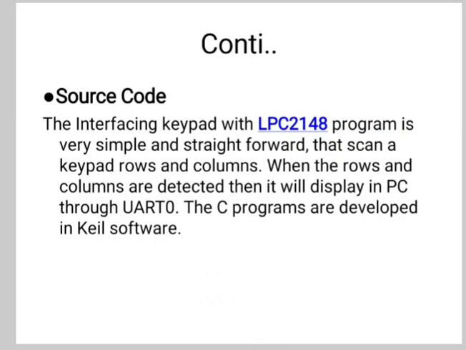So next is the source code. The program for interfacing a keypad with LPC2148 is very simple and straightforward. It scans the keypad rows and columns. When the row and column are detected, it will display them on the PC through UART 0. The C program is developed in the Keil software. The procedure is: first start, wait for the key press event, then identify the column, then identify the row, and wait for the key release event, end. This is a simple process.